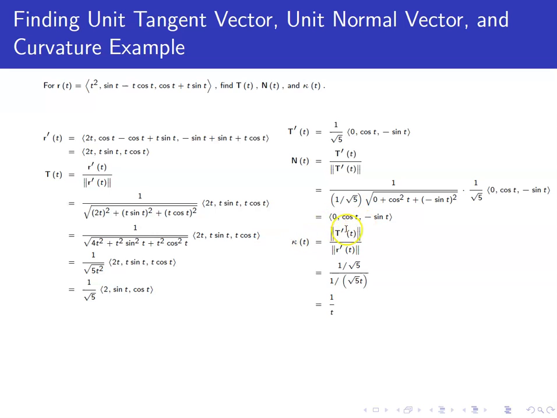We also computed what the magnitude of T prime of t would be. Again, this piece here has magnitude 1. So the magnitude of T prime would be 1 over root 5. So again, your 1 over root 5's would cancel, and you would get 1 over t as the curvature of this curve.